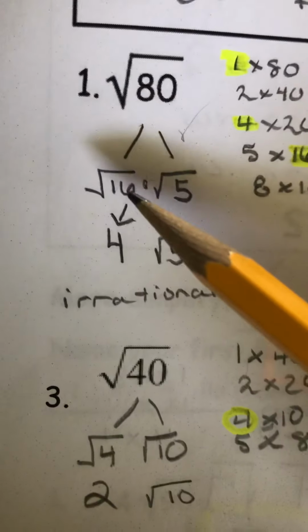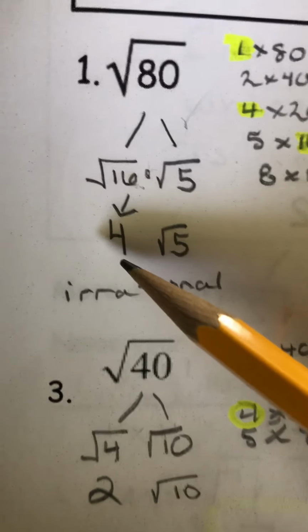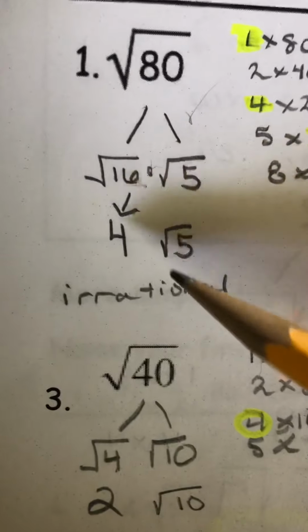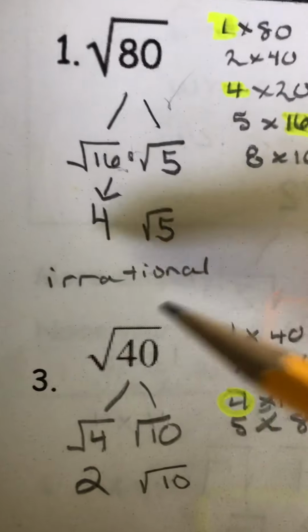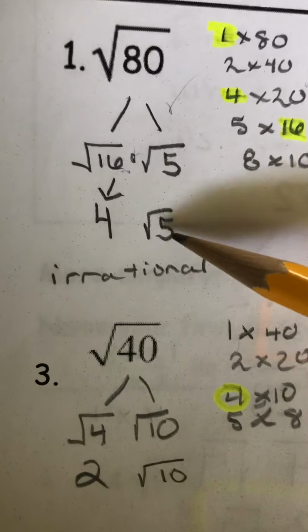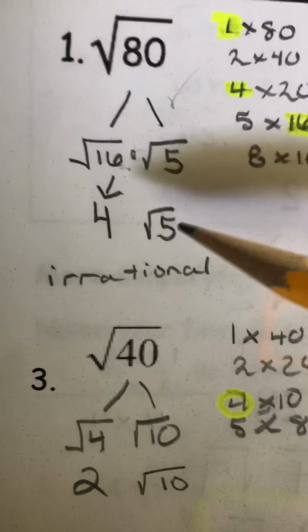The square root of 16 on a calculator is 4, all by itself. The square root of 5, if you type that in the calculator, you get this big long decimal. That's why it makes this whole problem irrational. But this is the simplified answer for square root of 80.